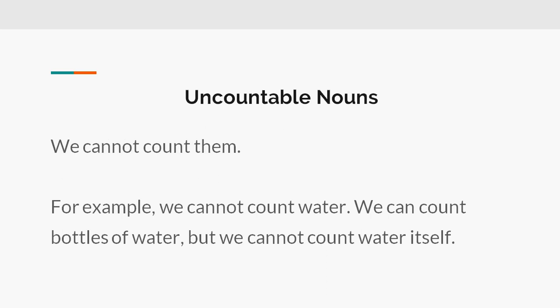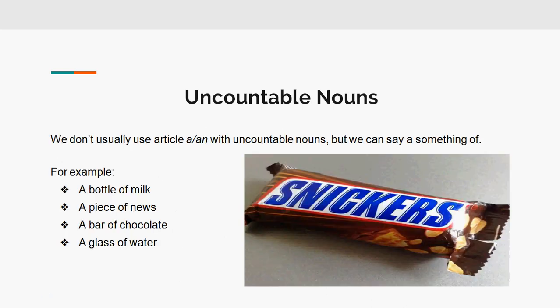So uncountable nouns are things that, as we said, cannot be counted. For example, we cannot count water. However, we can count bottles of water. But we cannot count water itself. Water is an uncountable noun. Okay. Let's continue with uncountable nouns.